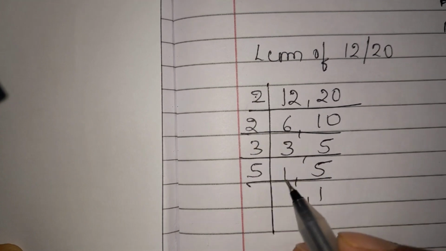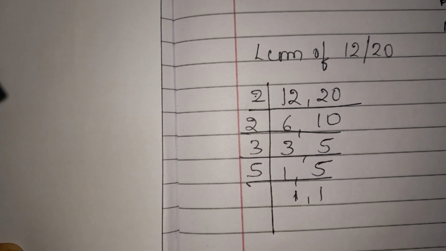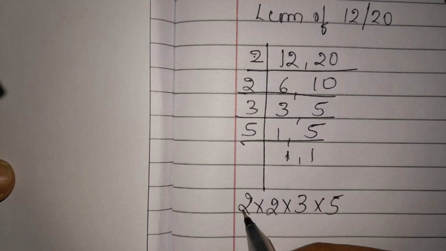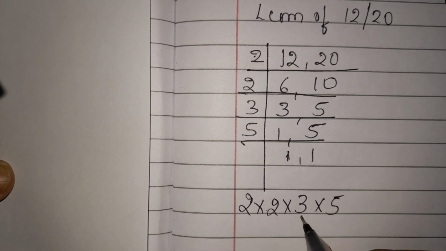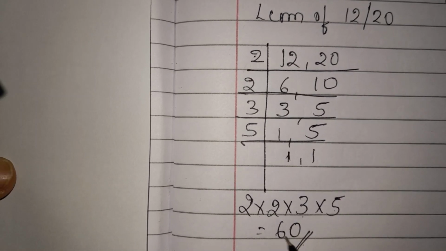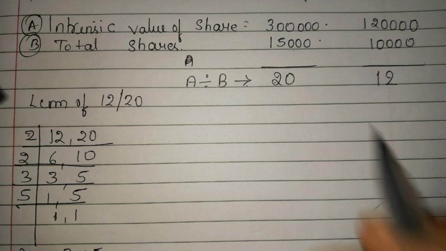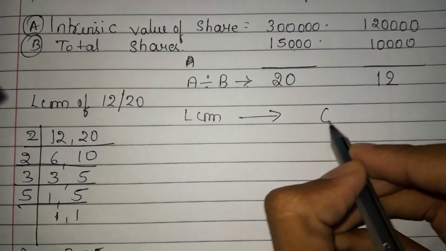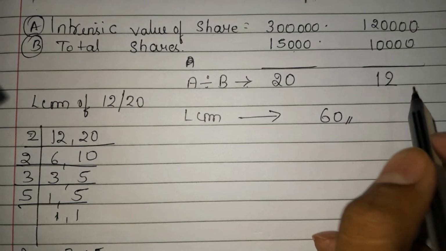Now 2 into 2 into 3 into 5. 2 2s are 4, 4 3s are 12, 12 5s are 60. So what is the LCM? LCM is 60. We just found out the LCM.